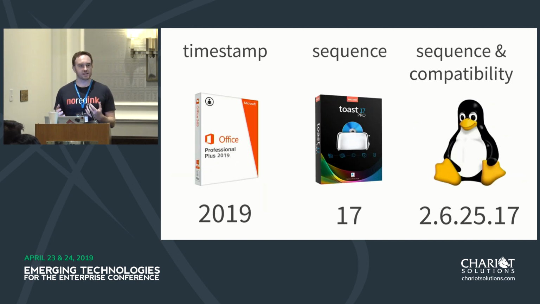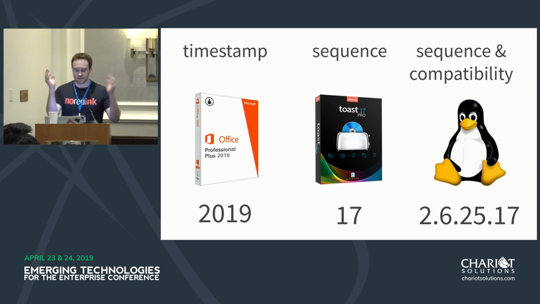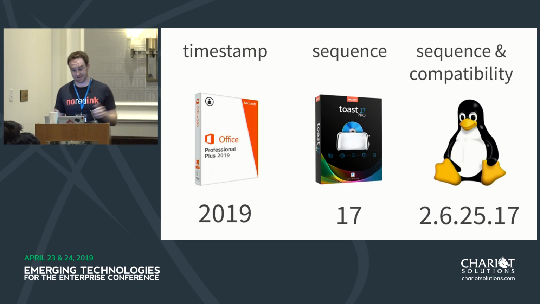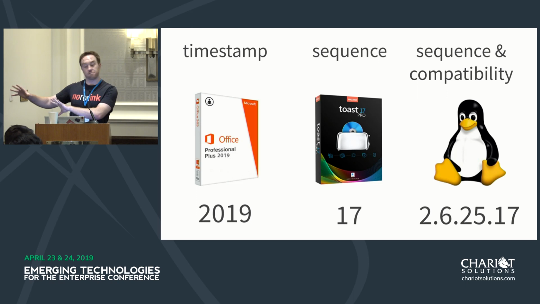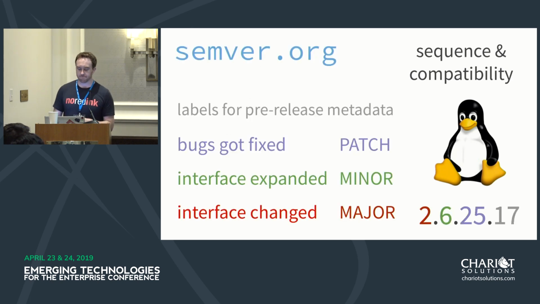And there's a few different ways that we do version numbers. We have the old timestamp model of Office, and also cars do this: Office 2019, Windows 98. Or just sequential, we just keep incrementing it, right? Like Toast 17, the next one I think will be Toast 18, we can safely predict. And then sometimes we have this sequence and compatibility, where you have multiple version digits, and each of them mean different things in terms of backwards compatibility.